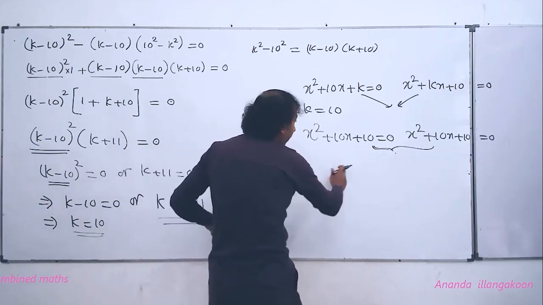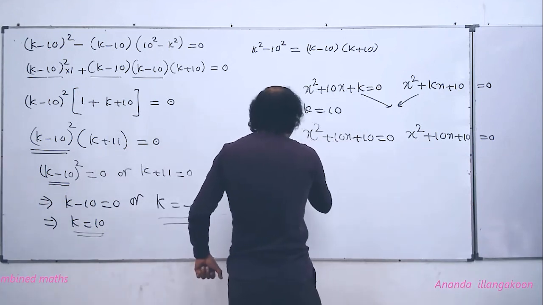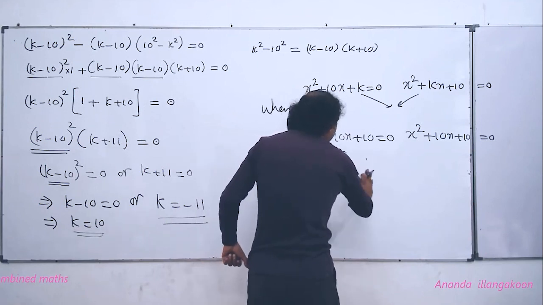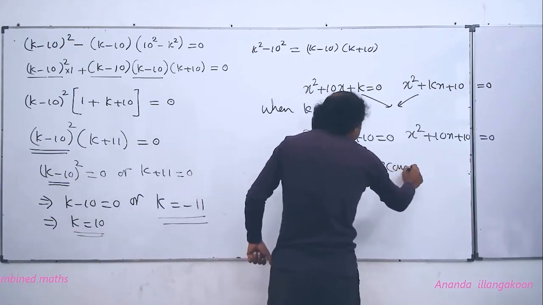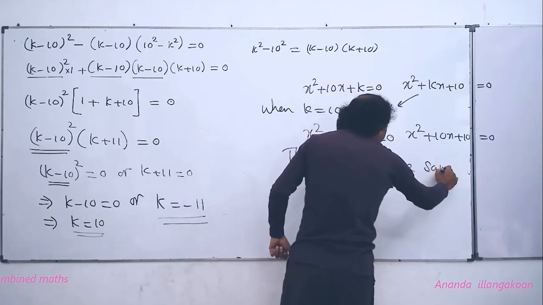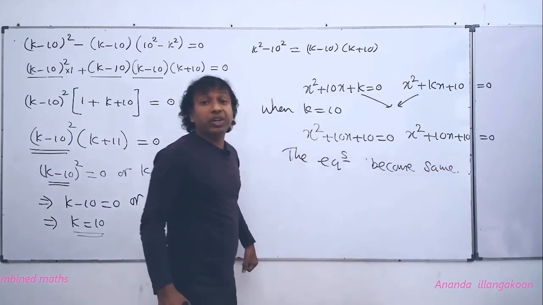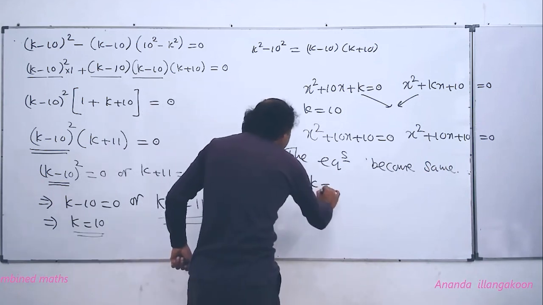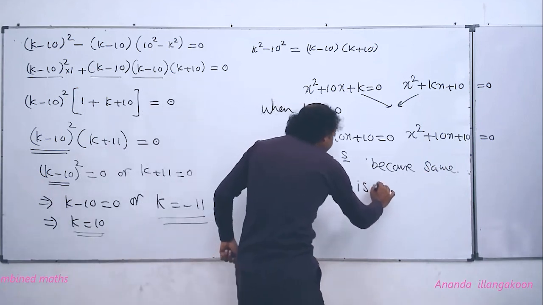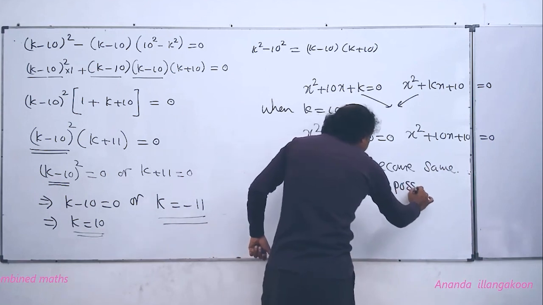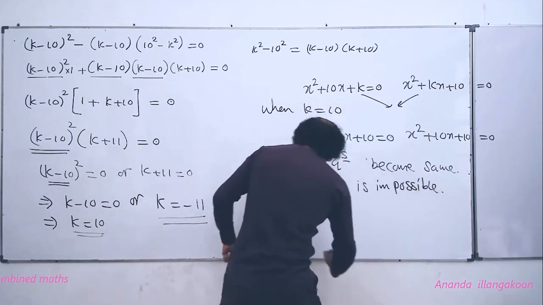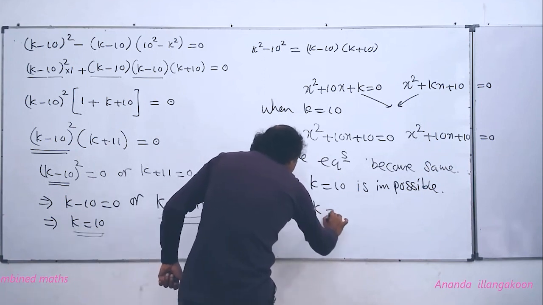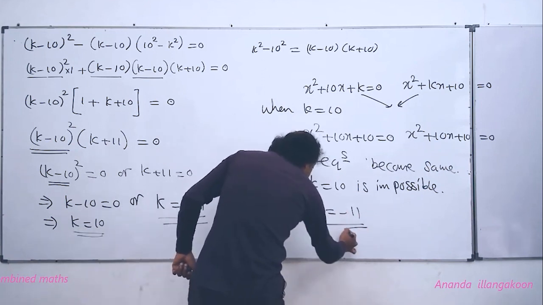All right, you can write: the equations become equal, become same. Therefore, no point of talking about common root. Therefore, K equals 10 is impossible. Hence, the answer is what, people? Hence, K is minus 11. K is minus 11.